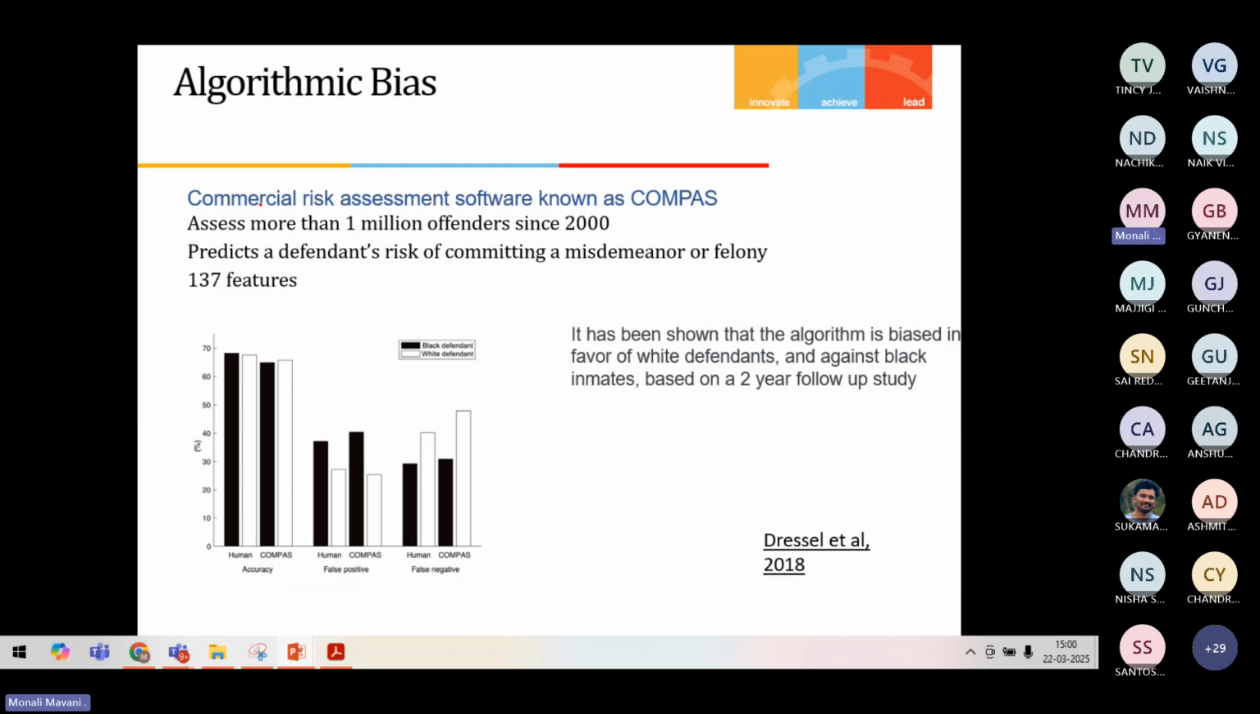Now there's algorithmic bias. There was a case study, and you can refer to this paper. It's a commercial risk assessment software known as COMPAS. It's a risk assessment used for creditors, loans, etc., and it has 137 features. For a certain experiment that they have done, it predicts the defendant's risk of committing a felony, a crime.